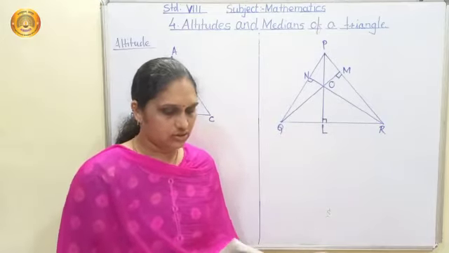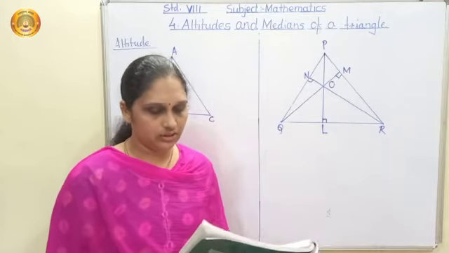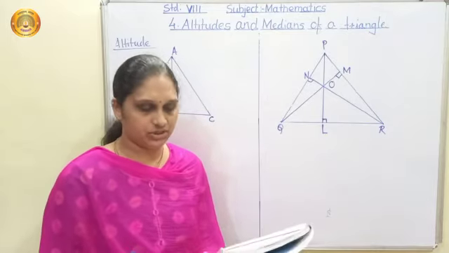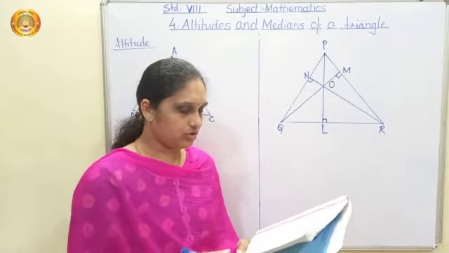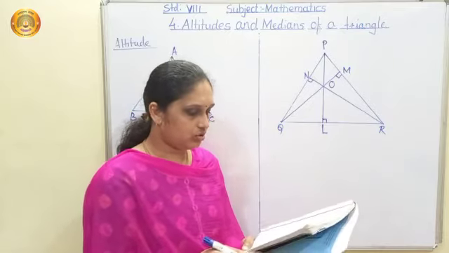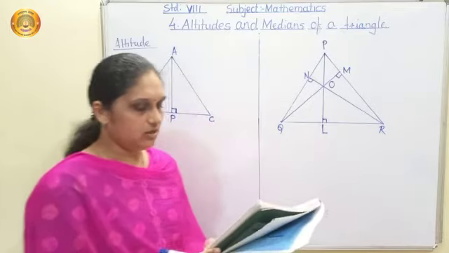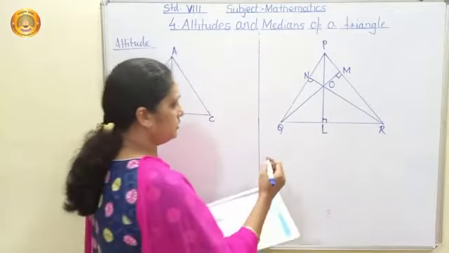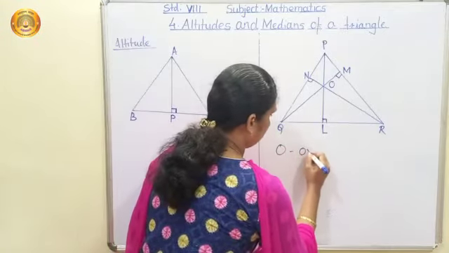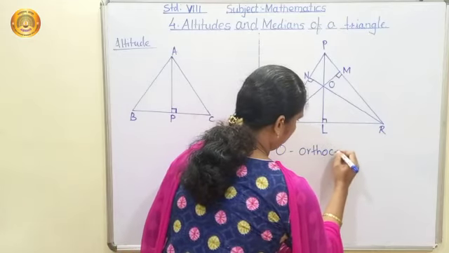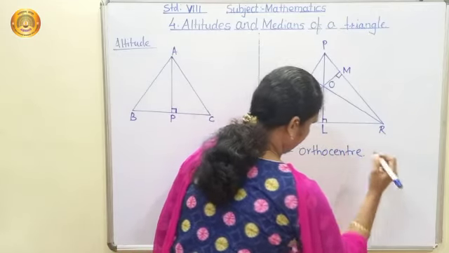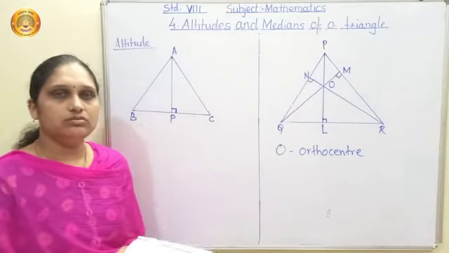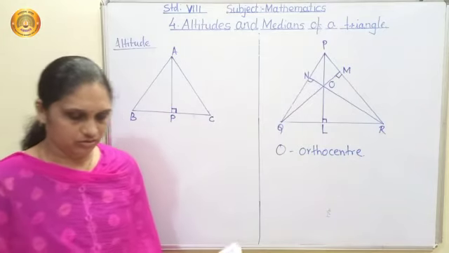See, for this it is given, see the bold letters, the line is given on page number 19. The point of concurrence is called the orthocenter of the triangle and it is denoted by the letter O. So this O is nothing but the orthocenter. So this construction, draw it in your notebook.